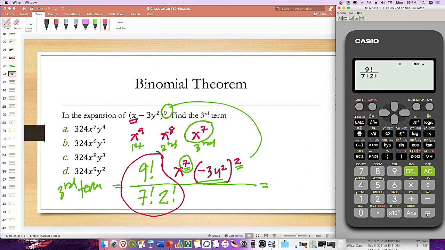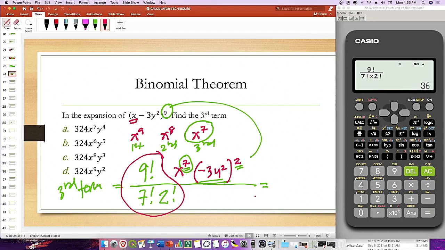That's it. Let's simplify first the... Okay, it's an error because we need to put multiplication. That's 36. This is just 36. Okay? Now, simplify. What is the power of x? X raised to 7. What is the power?